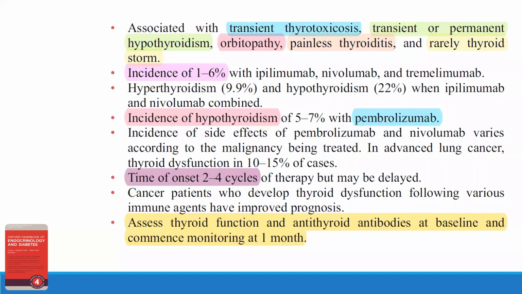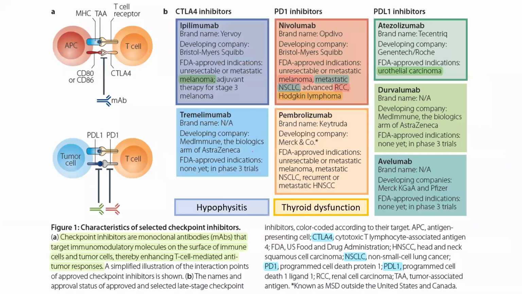Incidence of hypothyroidism is about 5 to 7%. Time of onset is 2 to 4 cycles of therapy. Assess thyroid function and antithyroid antibodies at baseline. Commence monitoring at 1 month. And actually, this slide covers the drugs.